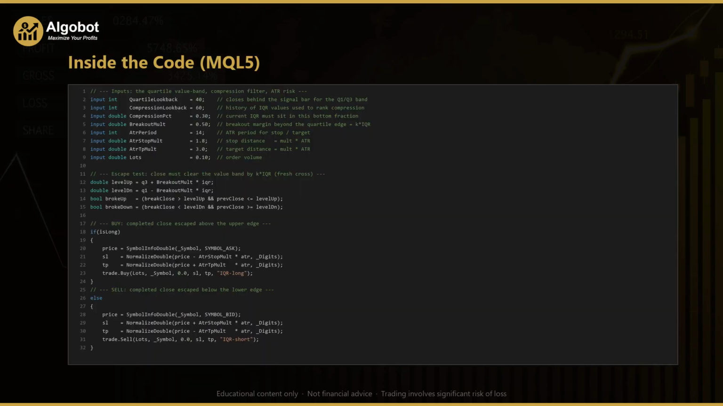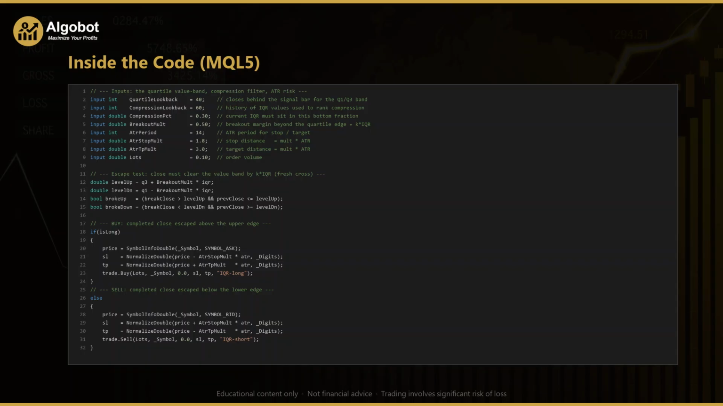Let's look at the actual MetaQuotes language code driving this, as you'd see it in MetaEditor. At the top are the inputs. QuartileLookback sets how many closes build the value band. CompressionPct sets the history used to rank compression, and CompressionPct is the bottom fraction the current range must fall into. Breakout multiplier scales how far beyond the band the close must travel. Then come the risk inputs, the ATR period, the ATR stop multiplier, the ATR take profit multiplier, and the fixed lots volume. Below the inputs is the escape test.